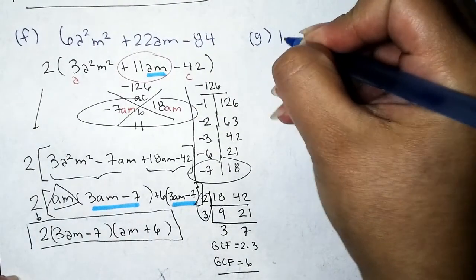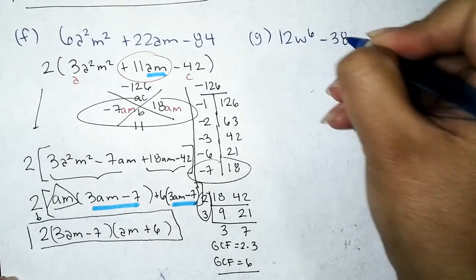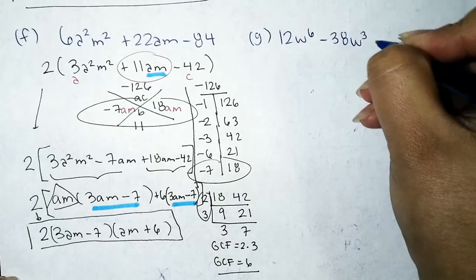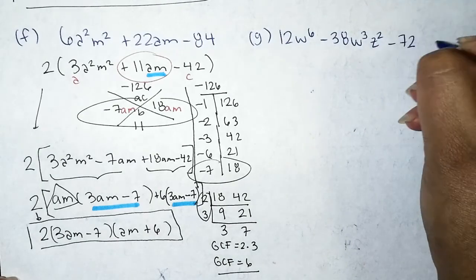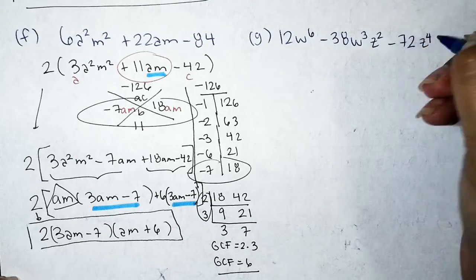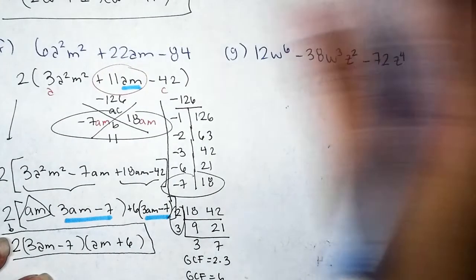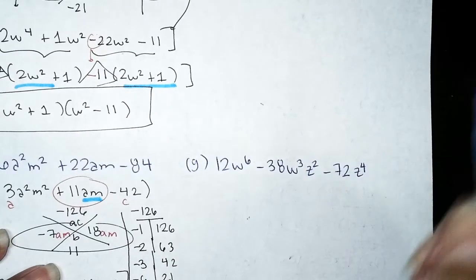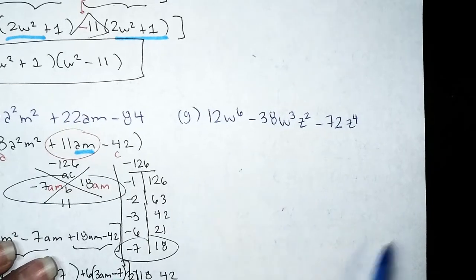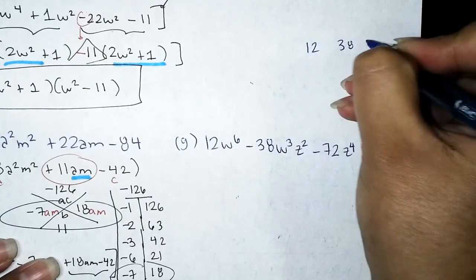So we have 12w to the 6 minus 38w cubed z squared minus 72z to the 4th. Okay, so what is the GCF for the coefficients? You know what? I have no idea. So what am I gonna do? I'm gonna do a ladder. I don't know how much space I'll need over here, so I'll do it above. So we have 12, 38, 72.